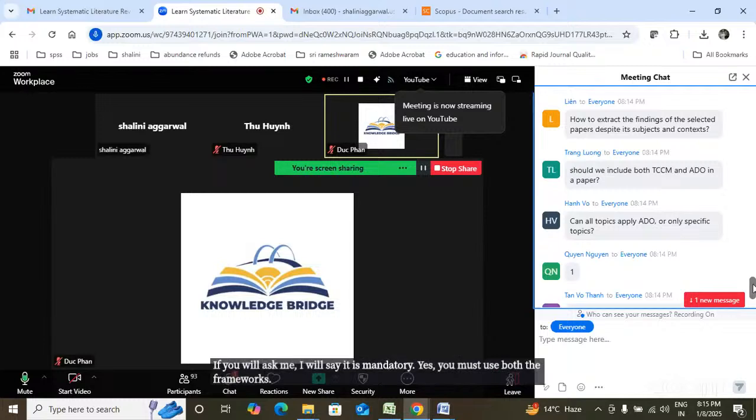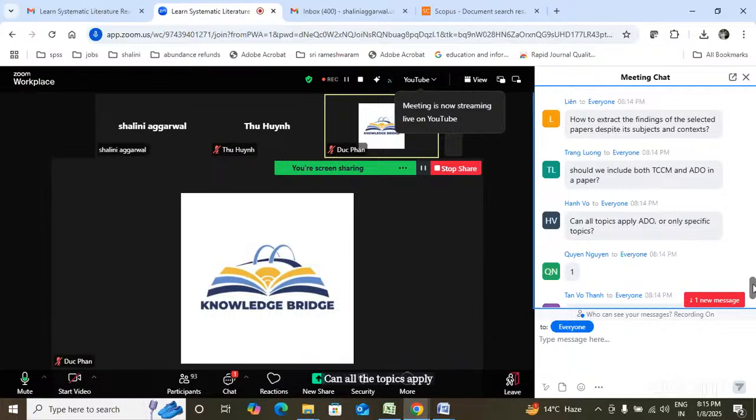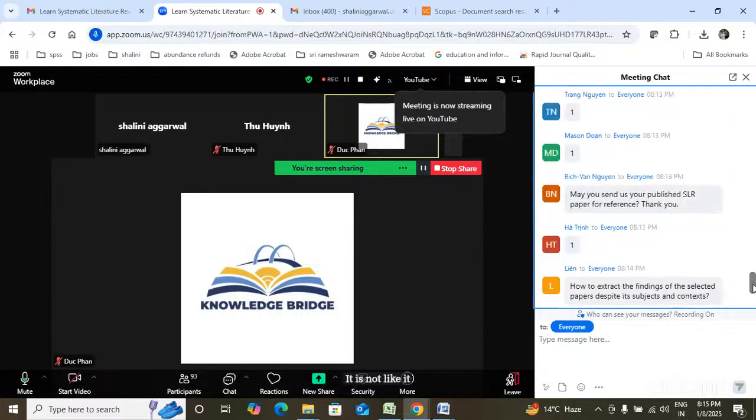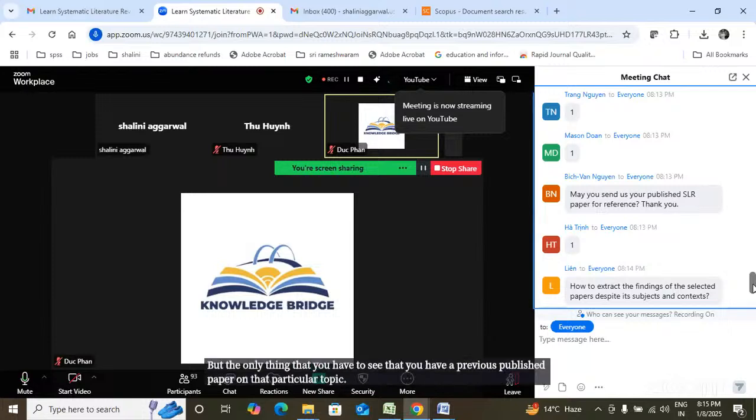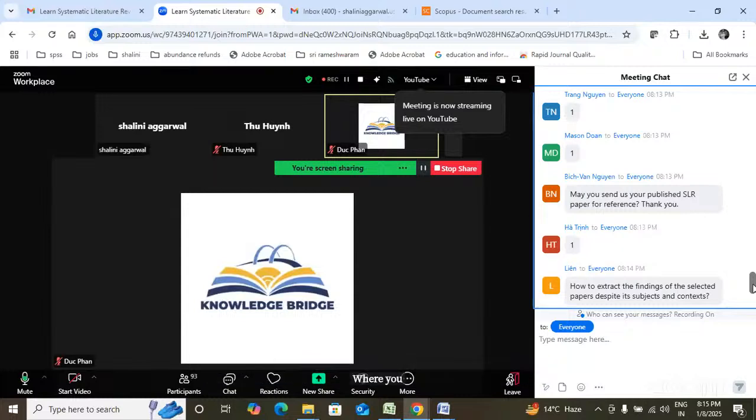Can all the topics apply ADO or only specific? No, it can be applied to any of the topics. It is not like it will not apply to this topic or that topic. But the only thing that you have to see is that you have previously published papers on that particular topic, where you can apply the SLR. So you can apply the SLR in that case. Is that clear?